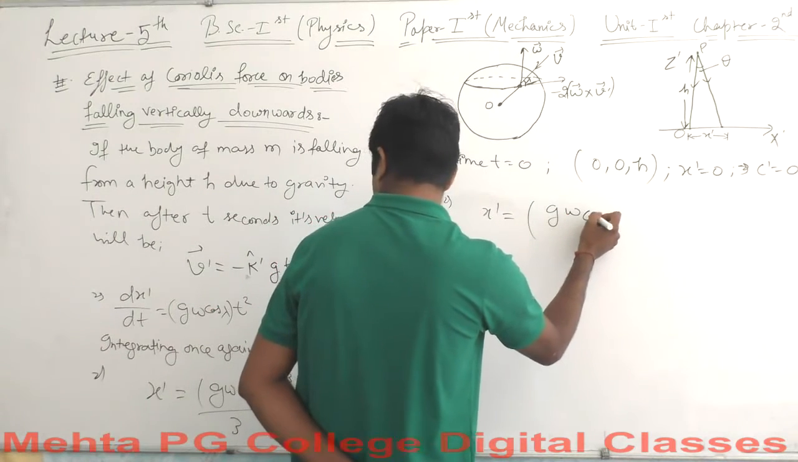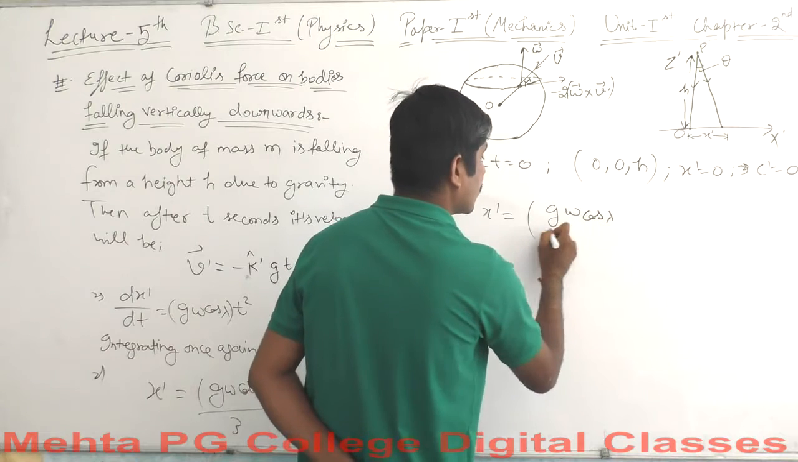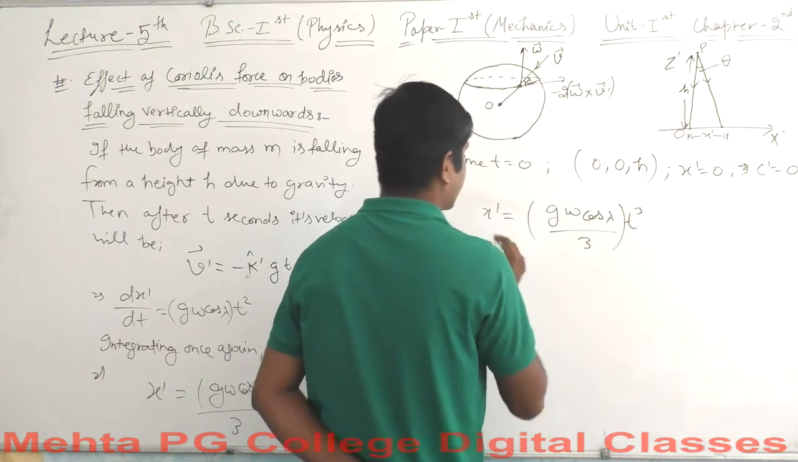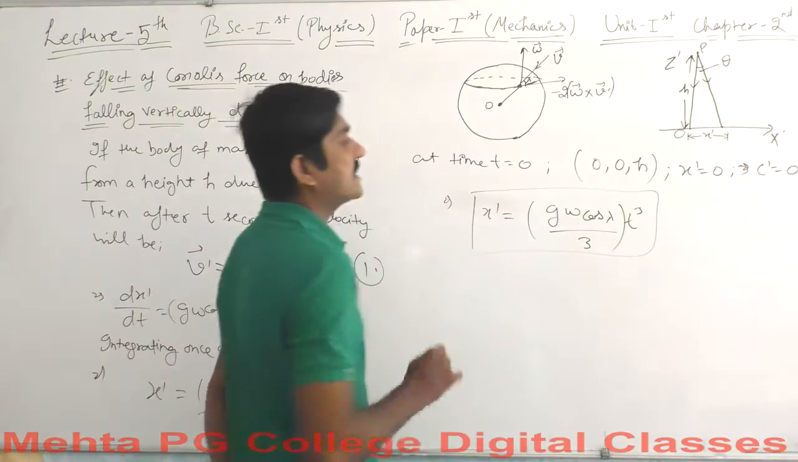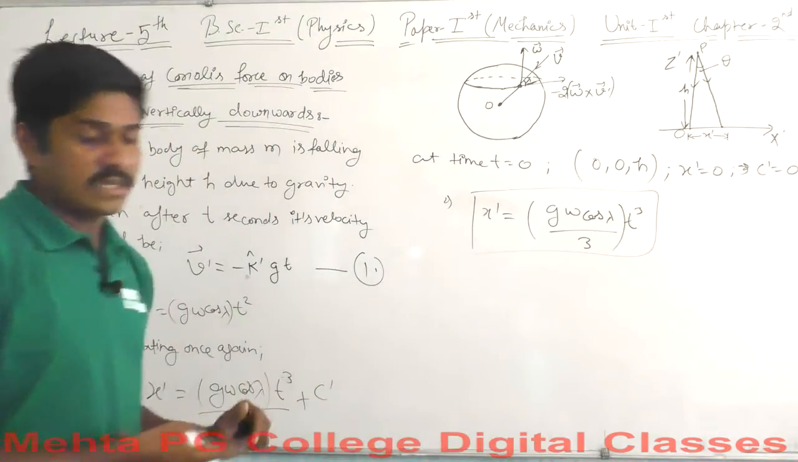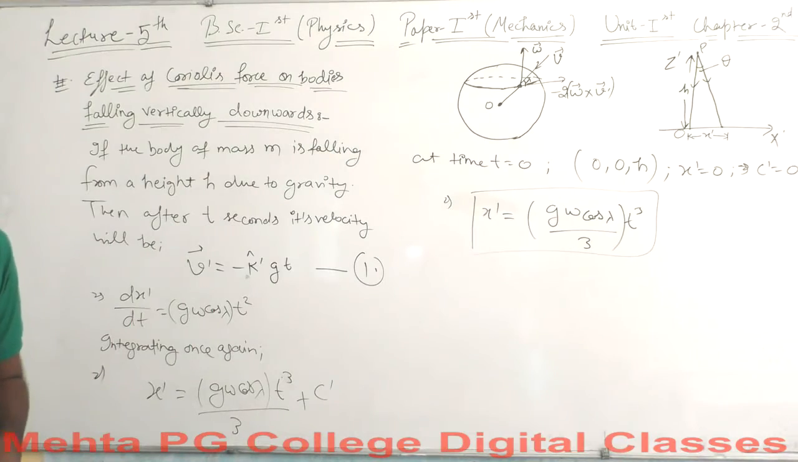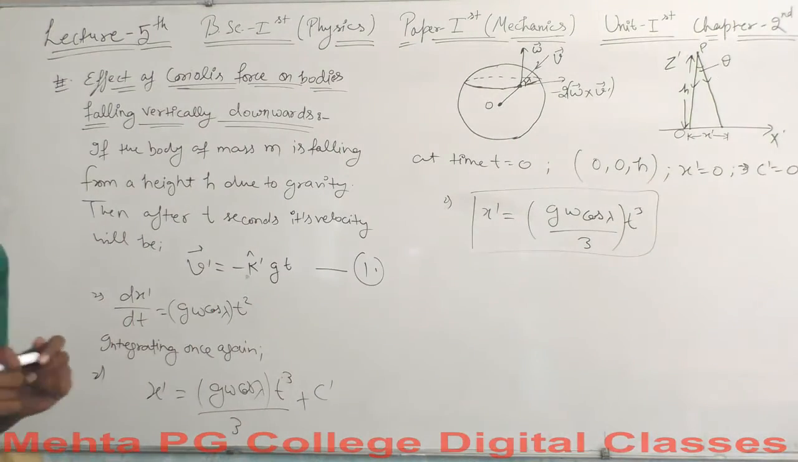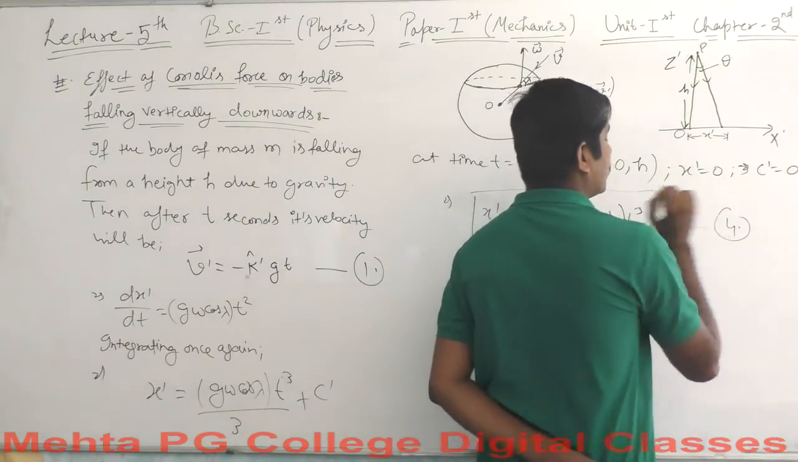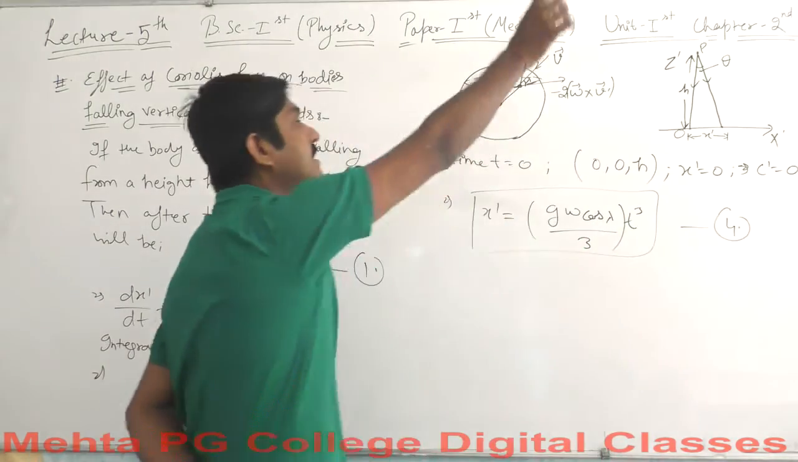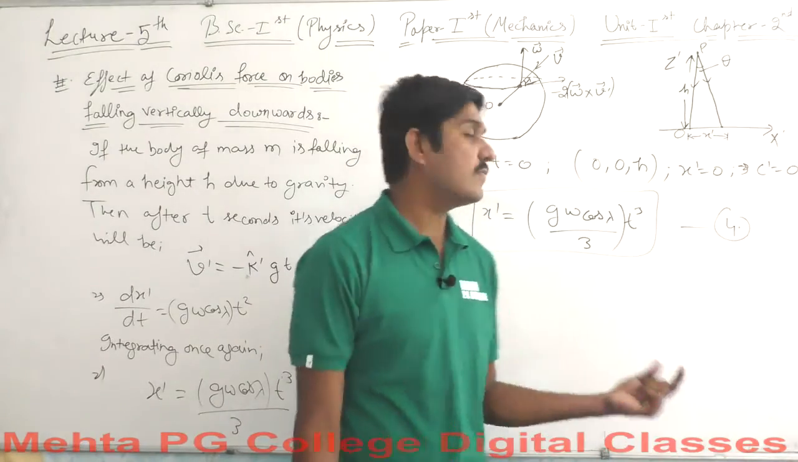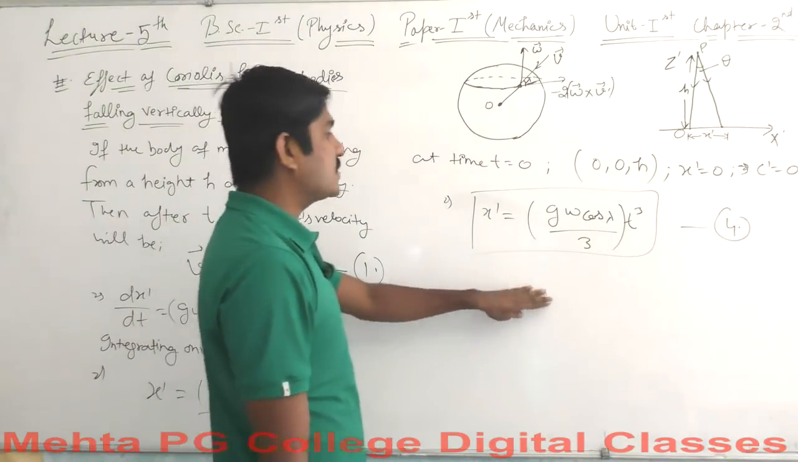g omega cos lambda over 3, t cubed. This is the displacement x dash, which has been occurring here. We got the value of displacement here. Let's say this is equation 4. This is the displacement when the particle will fall off completely.